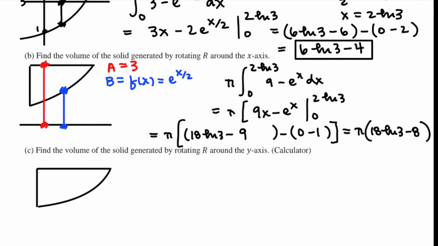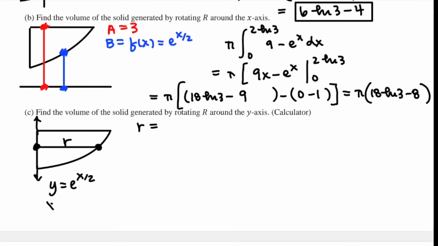All right, so this is going to be a disk scenario because we are only rotating around the y-axis, which is part of the boundary of region R. So I'm going to say, all right, my radius reaches this way, away from the axis, and radius is going to be right minus left. If y equals e to the x over 2, x over 2 is going to equal natural log of y, and x is going to equal 2 log y.